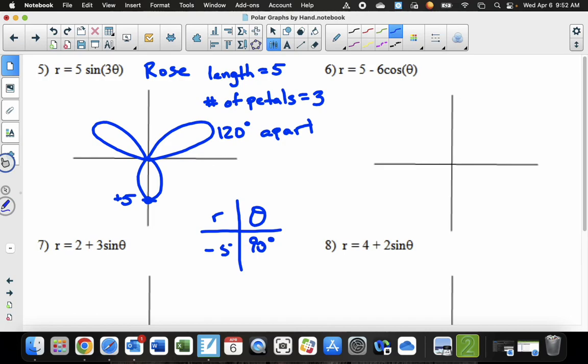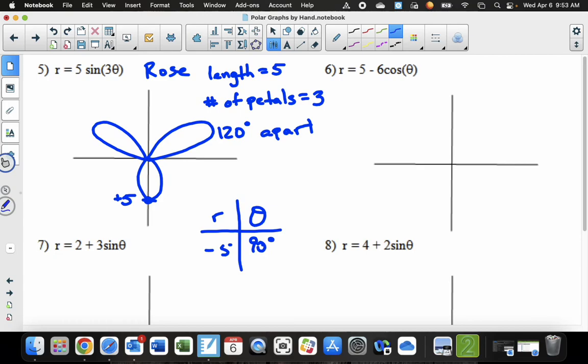If that would have been 5, I would have gone up 5 on the 90 degrees. Negative is always the opposite direction. Remember, when you have an r value that's negative, it's not a negative length, it's the other way. So normally, if I picked 90 degrees and got 5, I would have gone 5 up. Because it was negative 5, I went 5 down. Opposite direction from 90 degrees.